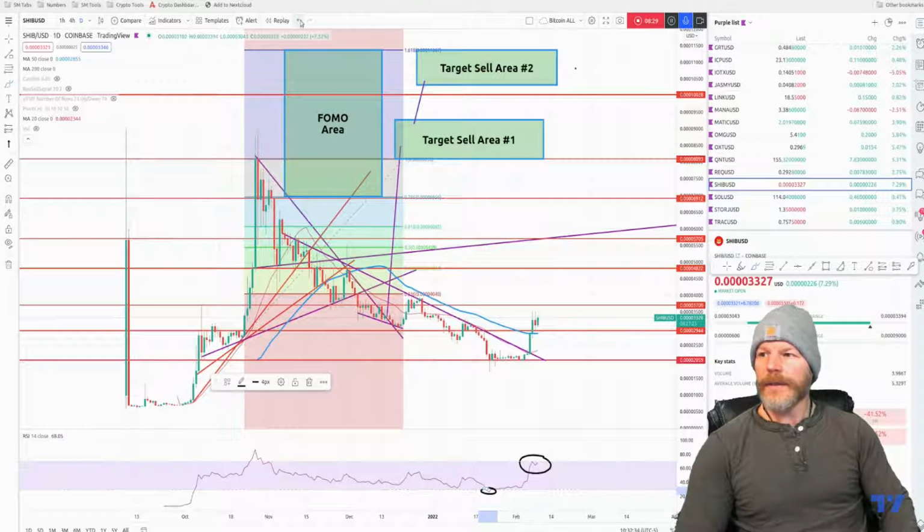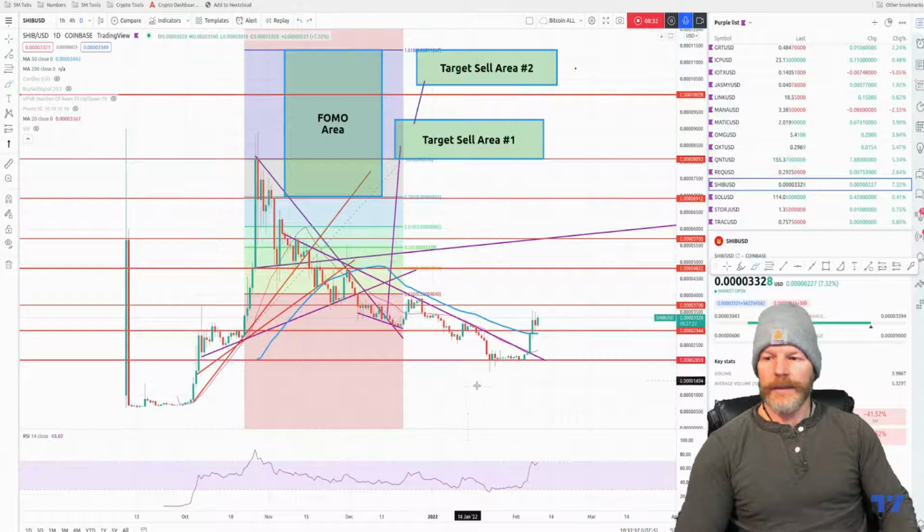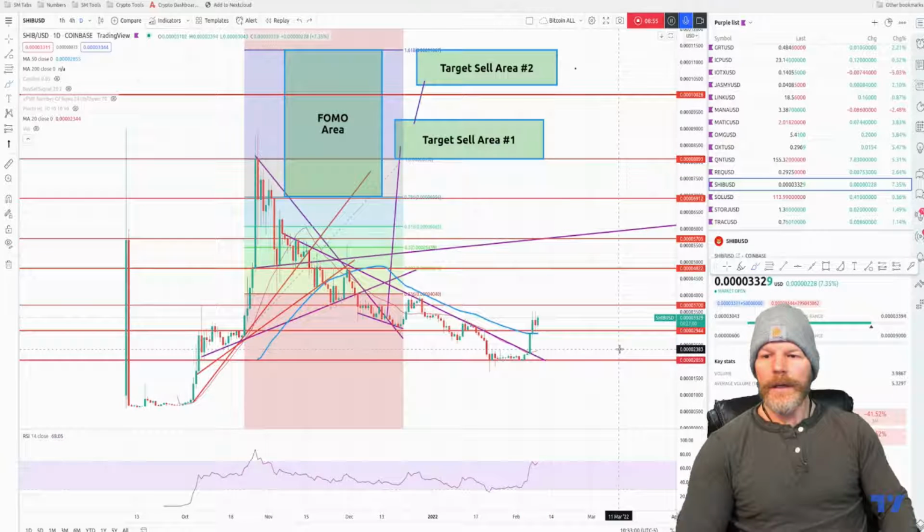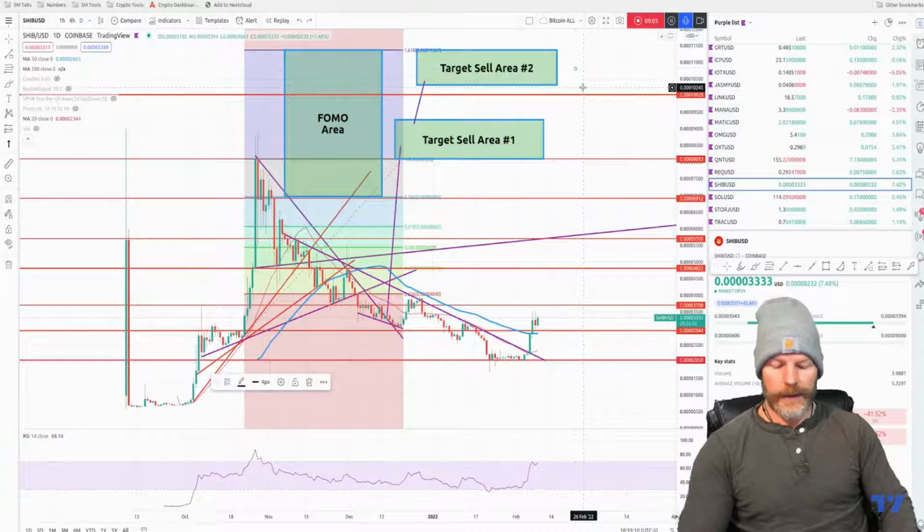So with Shiba, I would want to see a turn and a comeback and test. Maybe we come down to the 20 moving average. Maybe we don't get below this support and the 50-day. But for me to enter this particular trade, that's what I would be looking for. All right, so that's what I'm looking at. These targets up here are still valid, guys. I'm not taking those targets away. It's just taking us a little bit longer to get there than expected.